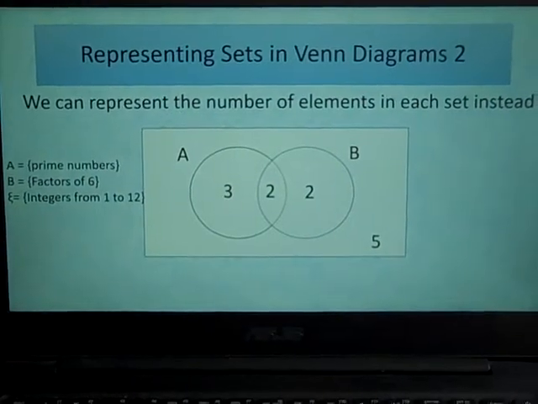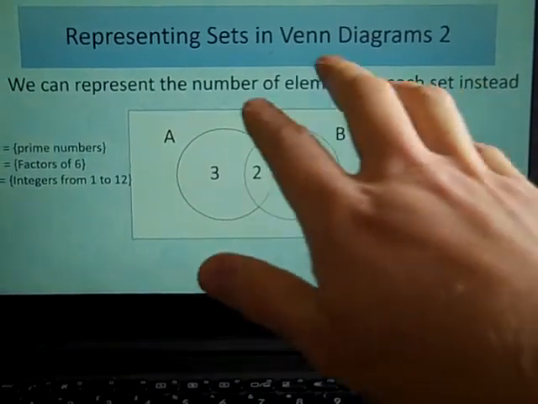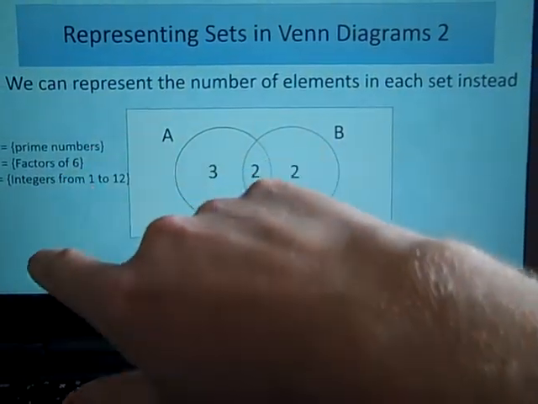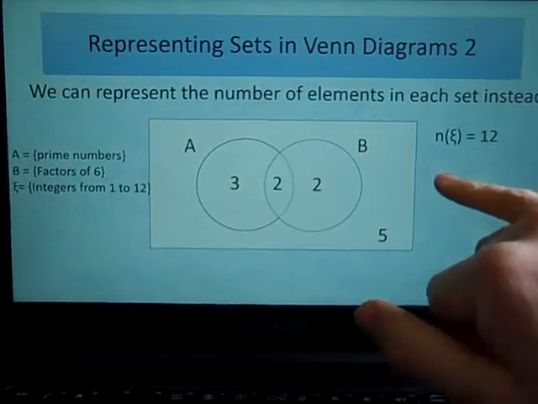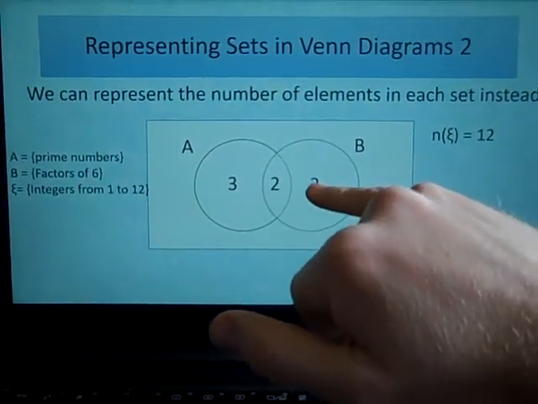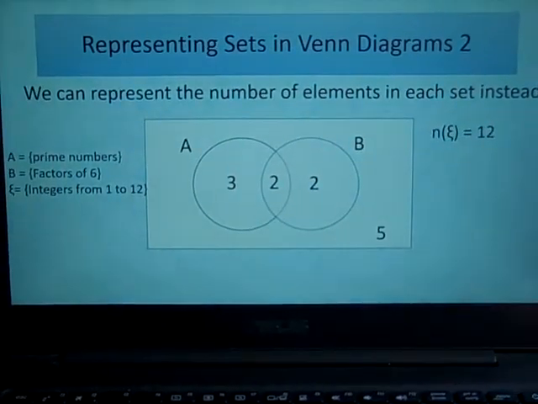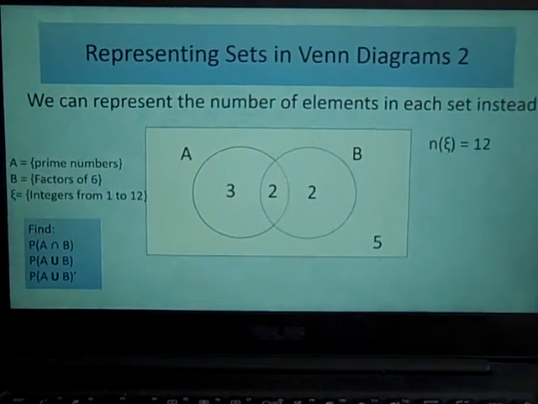We can also represent sets in Venn diagrams by just using the number of elements instead. So this is the same scenario. We've got the prime numbers, factors of 6 and integers from 1 to 12. And this time the number in the universal set is 12, because there are 12 elements in there. When it's in this kind of formation, it's quite useful and easy to find probabilities.